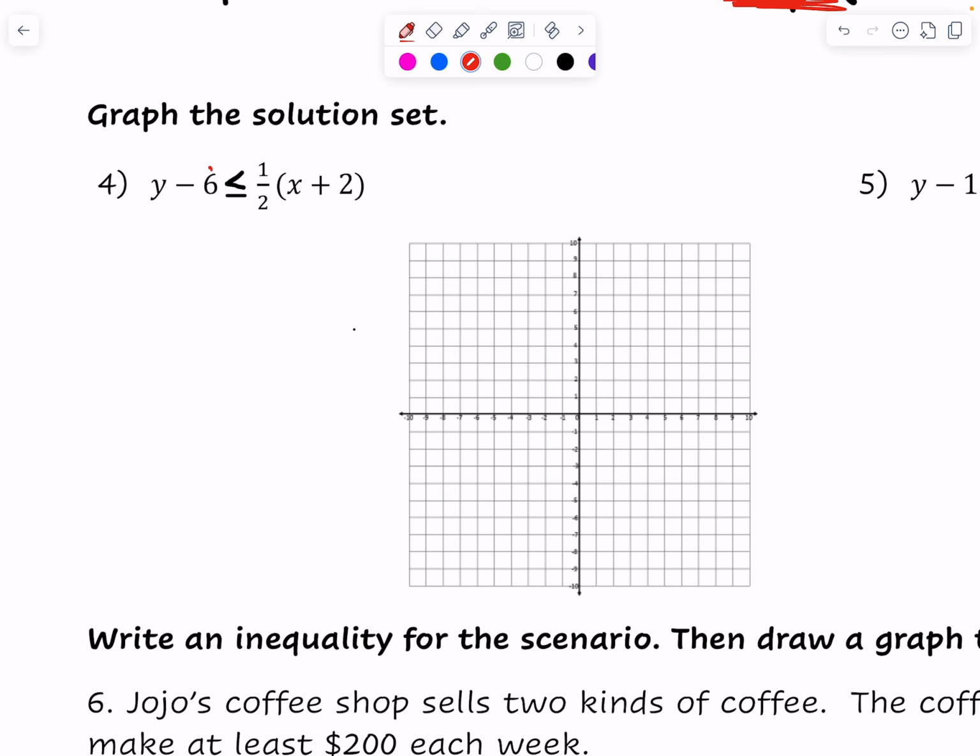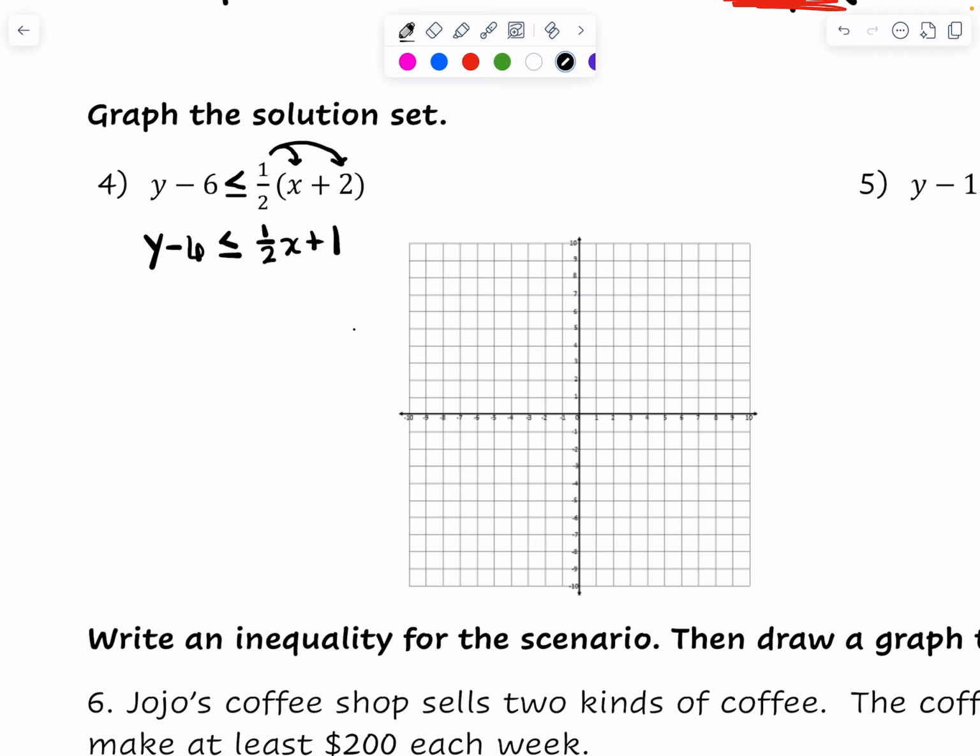So we are going to take this -6, and we are going to move this to the other side of the inequality. However, before we do that, I want to get rid of the parentheses that are on the right side. So I'm going to go ahead and use distribution first. So I am going to do 1/2 times x and 1/2 times 2. So I will have y minus 6 is less than or equal to 1/2 x, and that's plus 1.